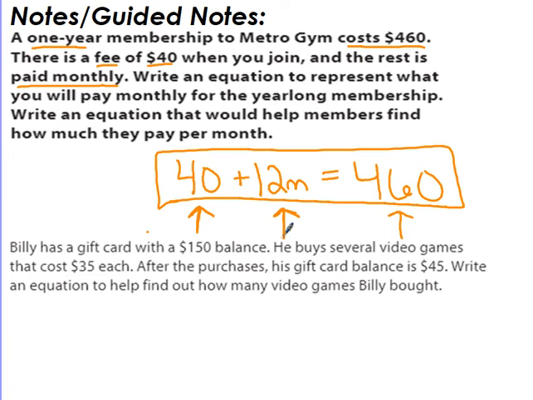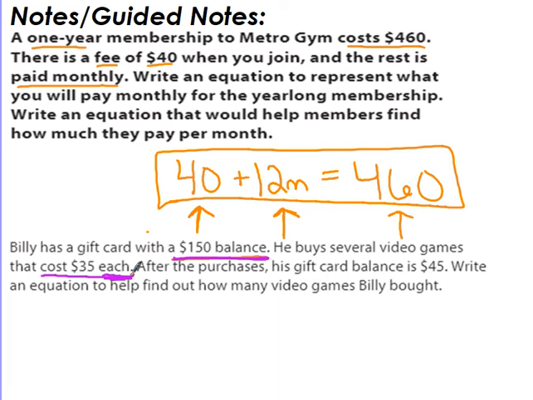So let's look at the second one here. Billy has a gift card with a $150 balance. This looks like where he might be starting, right? Let's switch colors here. I'll go purple. So starting with a $150 balance on a gift card. He buys several video games that cost $35 each. This word each right here.